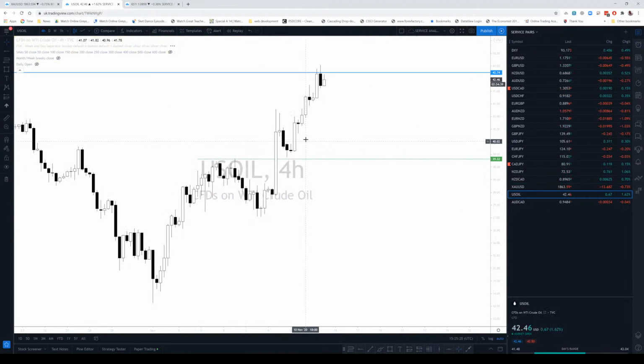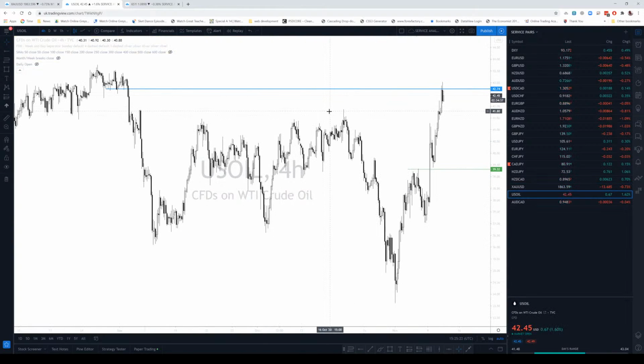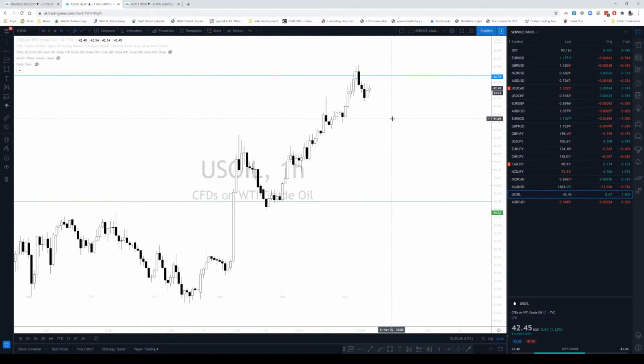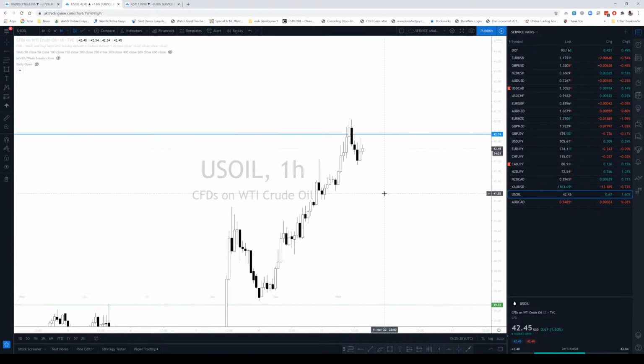Oil. So oil, I was looking for a run above this high into that level and a breakdown. We've got that run. We've hit that level. We're showing signs of weakness. So let's see if it's going to break down.